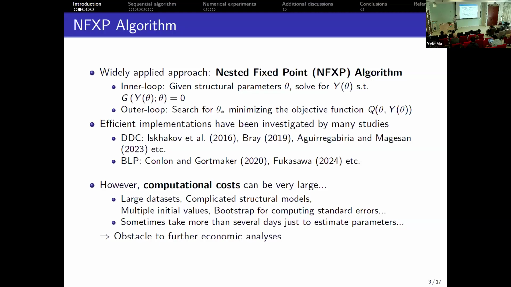These days, researchers consider more and more complicated structural models, and sometimes they use large data sets. So the problem of computational cost is very serious, and this is an obstacle to further economic analysis.